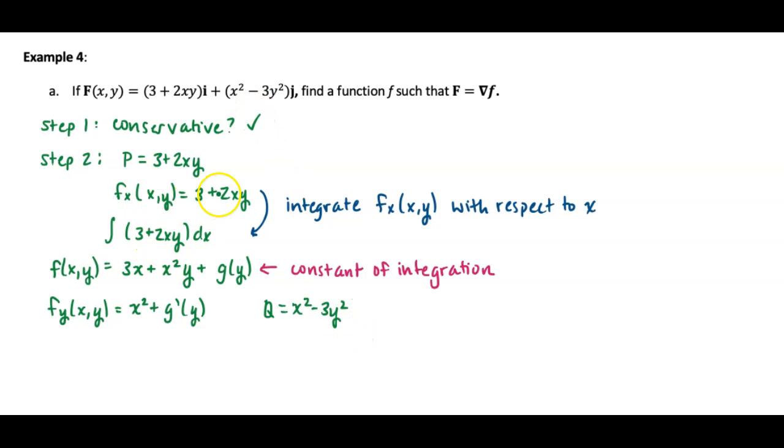Well, my q is really just the partial with respect to y. I'm now using this idea to solve for my g prime of y. And so if x squared plus g prime of y must be equal to this q, so x squared minus 3y squared, then I can come to the conclusion that g prime of y must be a negative 3y squared.